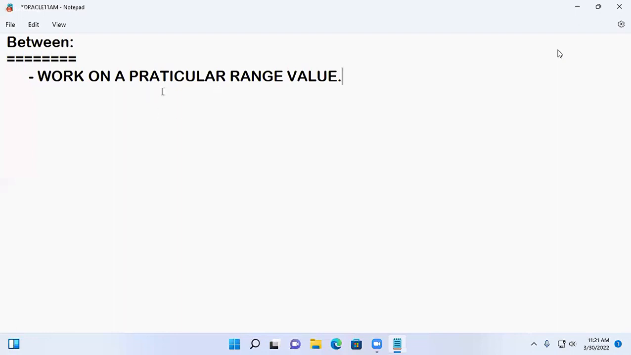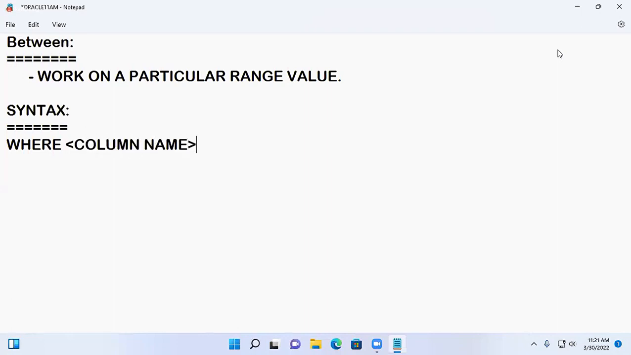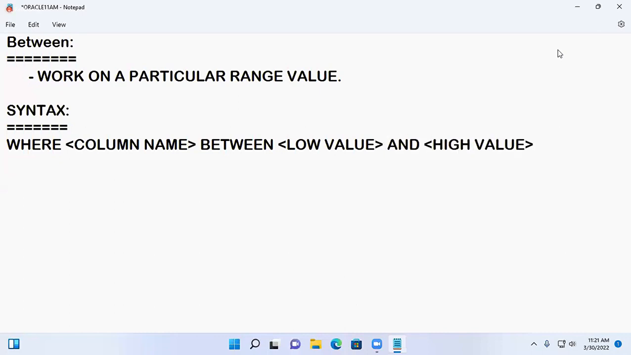Now, this is what we call it. The syntax, observe, guys: WHERE, and we should give the column name here. After the column name, I use the BETWEEN operator with the low value and the high value. So this is the syntax of the BETWEEN operator: low and high, low and high.